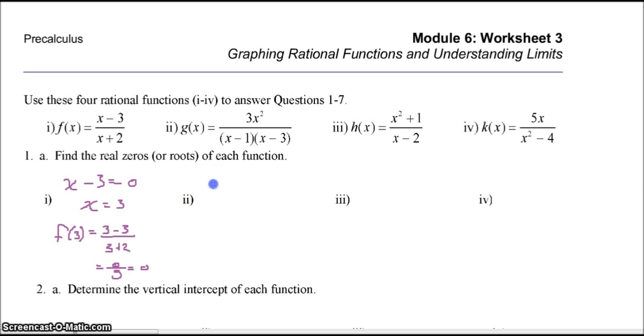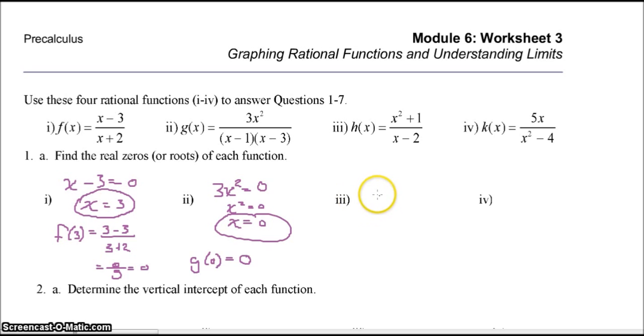For this one, I can just set that numerator equal to 0, divide by 3, so x squared is 0. The only way that this happens is if x equals 0. So there's my root. I could check it by plugging 0 into my function, and again we'll get 0.